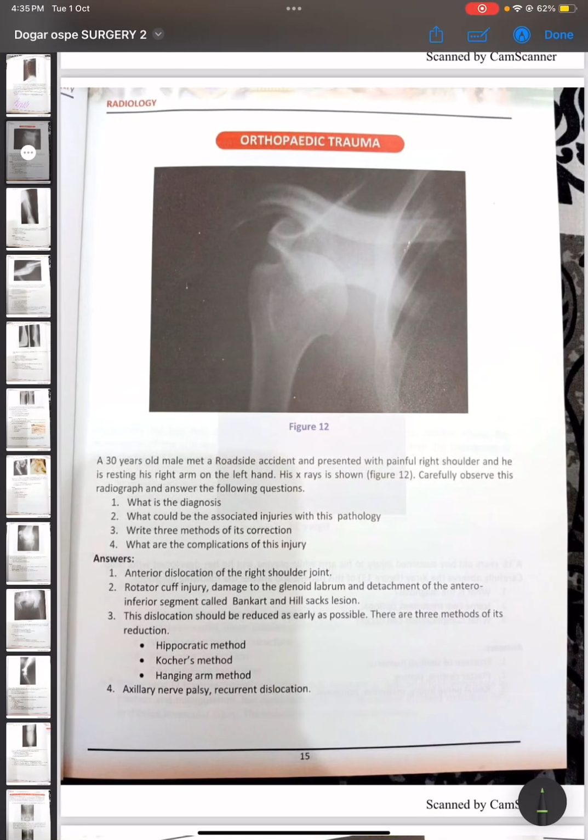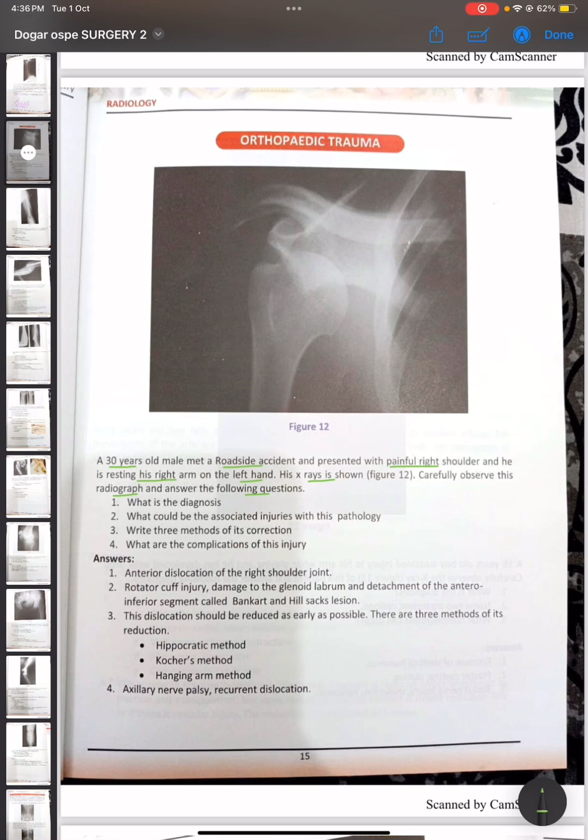Okay, so we have discussed the biliary system X-rays and abdomen X-rays. Now we will learn orthopedic trauma X-rays. We have figure number 12 with a scenario which says a 30-year-old male met a roadside accident and presented with a painful right shoulder, and he is resting his right arm on the left hand. His X-ray is shown in the figure. Carefully observe this radiograph and answer the following questions.